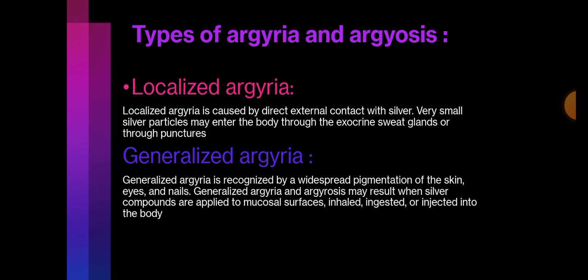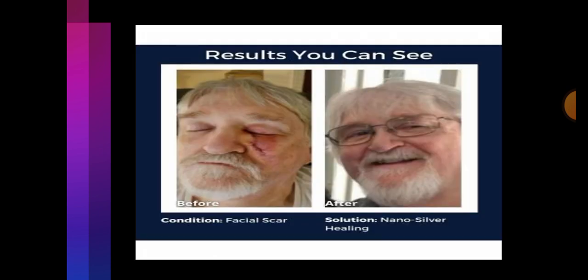Localized argyria is caused by direct external contact with silver. Very small silver particles may enter the body through the eccrine sweat glands or through punctures. Generalized argyria is recognized by a widespread pigmentation of the skin, eyes, and nails. Generalized argyria and argyrosis may result when silver compounds are applied to mucosal surfaces, inhaled, ingested, or injected into the body. Results you can see.